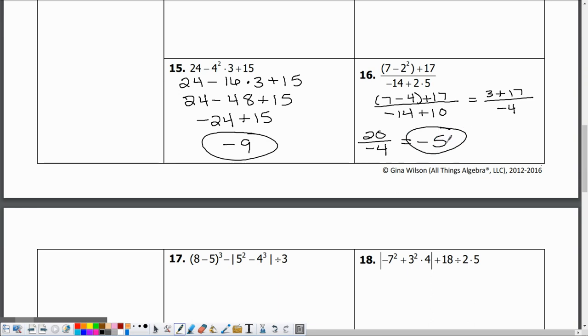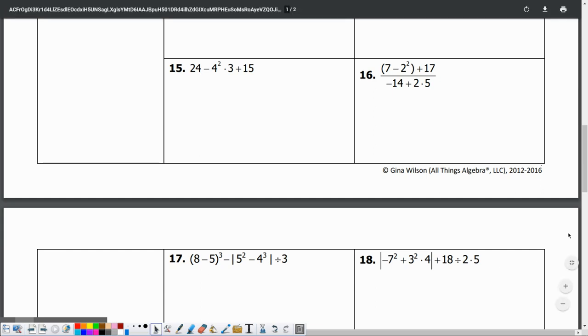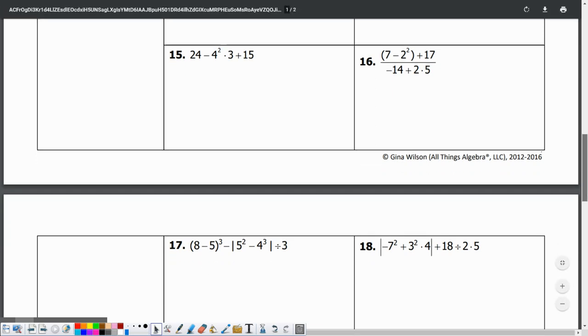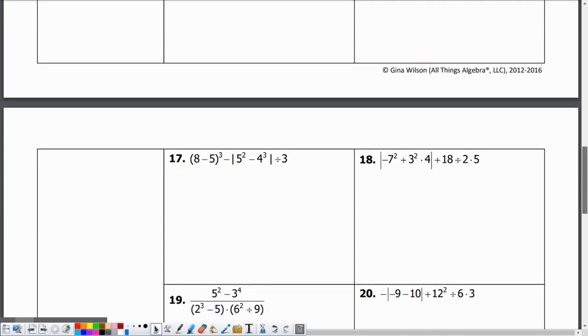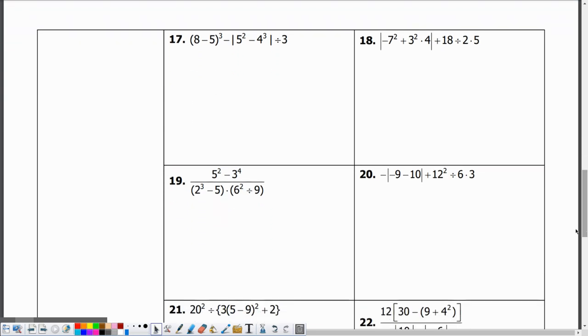Okay, so let's look at number 17. So for number 17, we have absolute value bars here, and we have parentheses. Those are both grouping symbols, remember. So what we're going to do is go ahead and start solving with the leftmost grouping symbol. So I'm going to start here at 8 minus 5. So 8 minus 5 is 3.